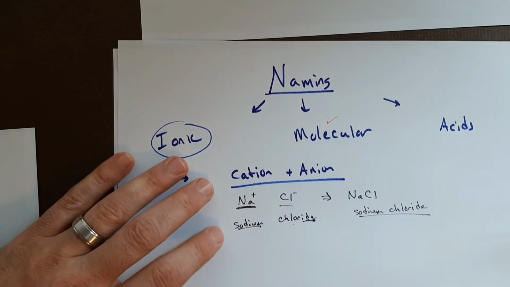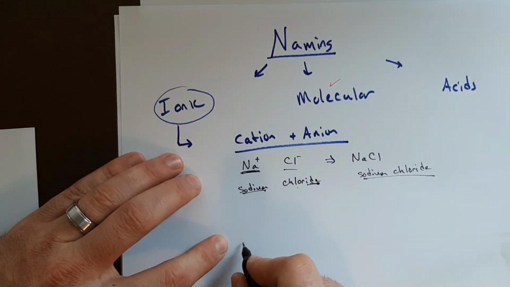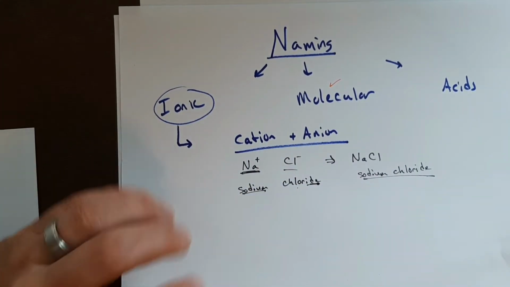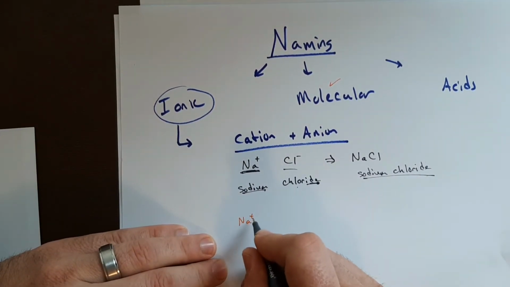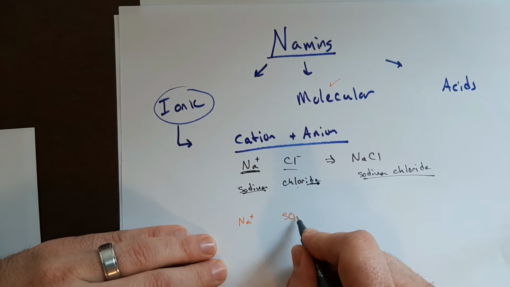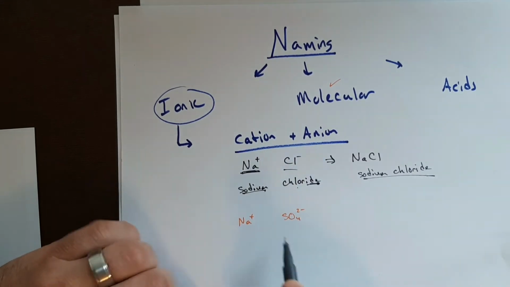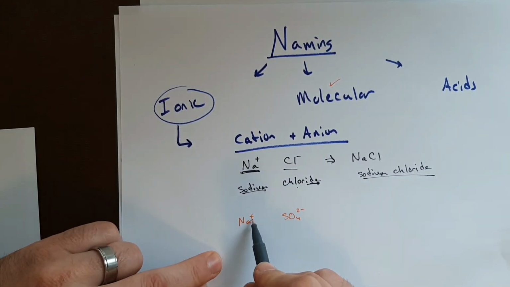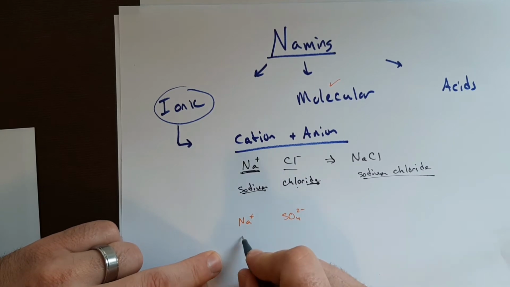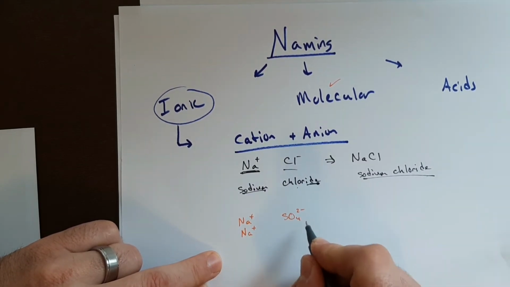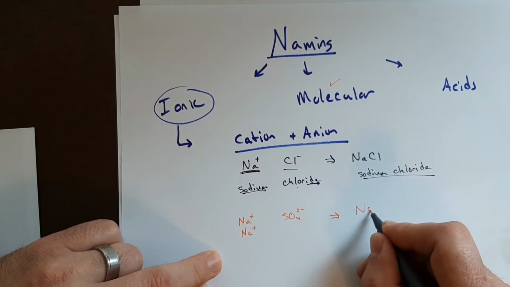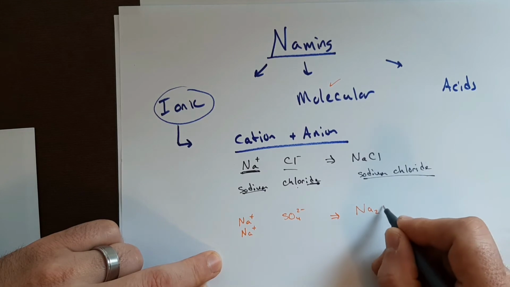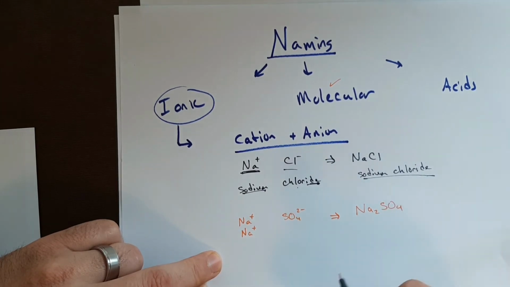But what if it's a polyatomic ion? What if you were combining something like sodium with sulfate? So you've got a sodium ion, you wanted to put it together with sulfate. Well, don't forget how you put ionic compounds together. That's a positive 1 charge, a -2 charge. So you need to put 2 sodium ions together with the sulfate.